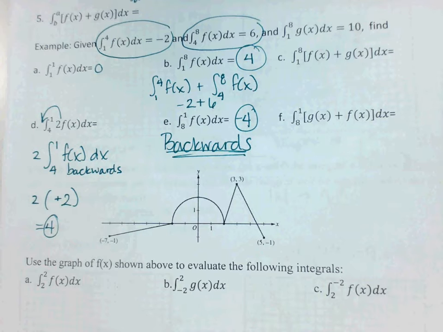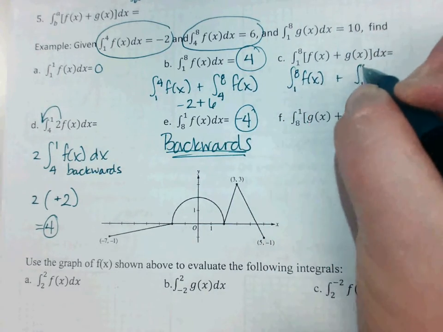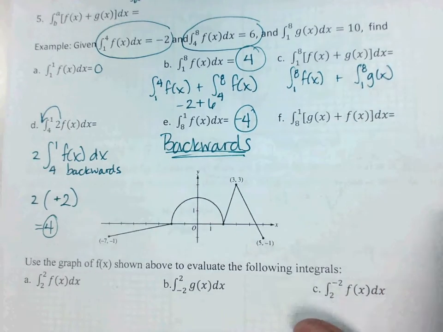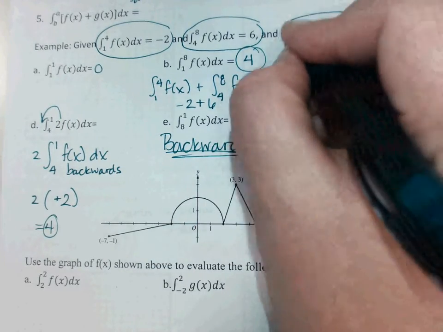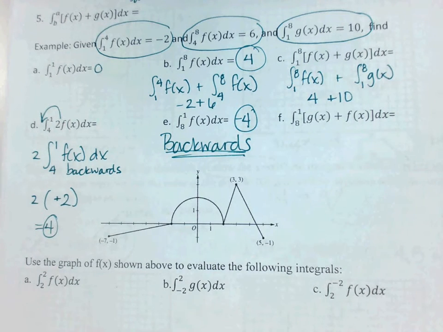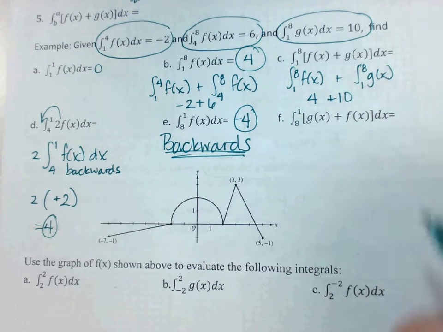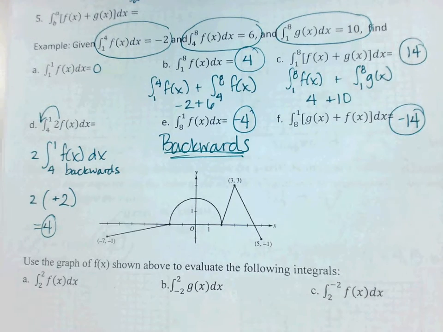Okay, the last rule, it looks confusing, but it's not. It just says that if you have an integral, you can add the integrals separately. So like if I was doing that top one, I would break that up into 1 to 8 of f of x plus 1 to 8 of g of x. And then how big is 1 to 8 of f of x? We already found it. 4. How big is 1 to 8 of g of x that's given to you? 10. So if that one's 4 and that one's 10, and they're together in one integral, then I can separate them back up and just add the answer. So I'd get 14. What would I get for the negative f then? -14. Make sense?